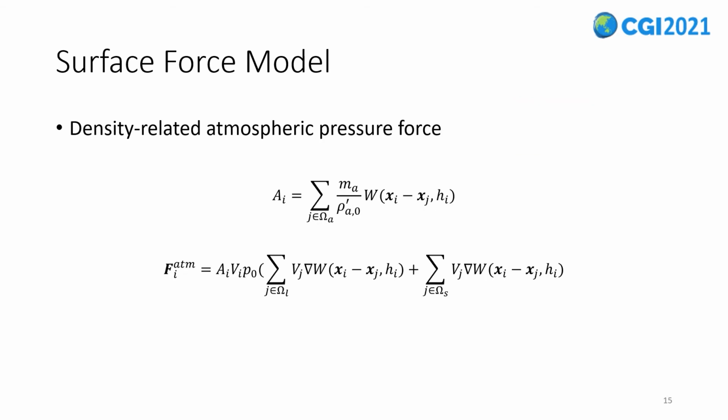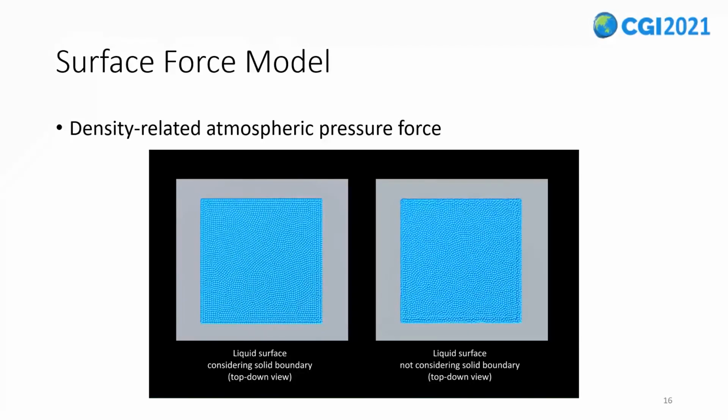In addition, we take solid boundary particles into consideration to cope with the liquid particle jittering issues near the boundary. The video compares our method with and without considering solid boundary particles. We can see that our method can alleviate the particle jittering problem.